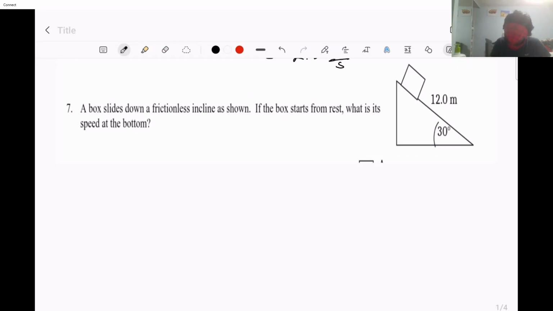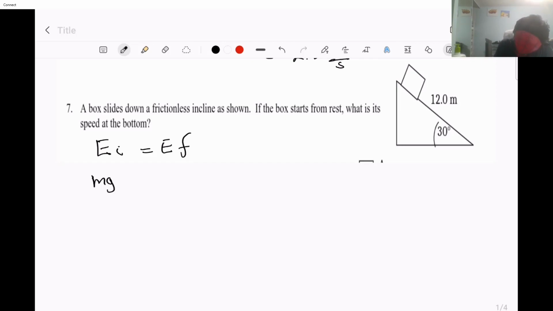A box slides down a frictionless incline as shown. If the box starts from rest, what is its speed at the bottom? Okay, so it starts from rest. So as always, E initial should equal E final. When it starts from rest, there's no kinetic energy, but it starts at a height, so there is gravitational potential energy. What height it starts from, we don't know. We'll have to find that out. We're given clues to help us find that out.